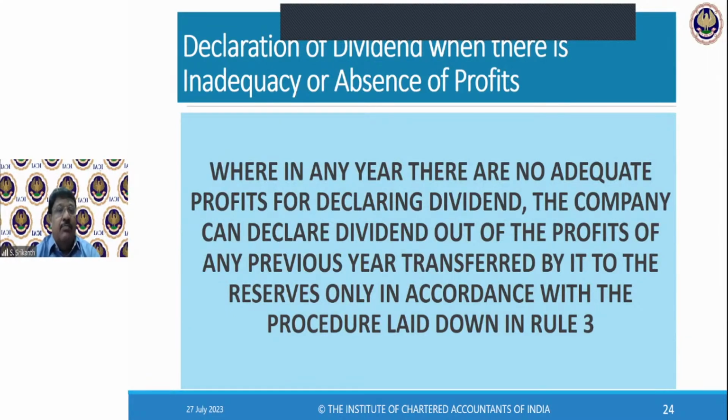I want to declare dividend. So, where in any year, there are no adequate profits, the profit is not enough for declaring dividends, the company can declare a dividend out of the profits of any previous year, transferred by it to the reserves. So, question, can I declare dividend out of profits of the previous year, transferred to the reserves, meaning declaration of dividend out of accumulated reserves.